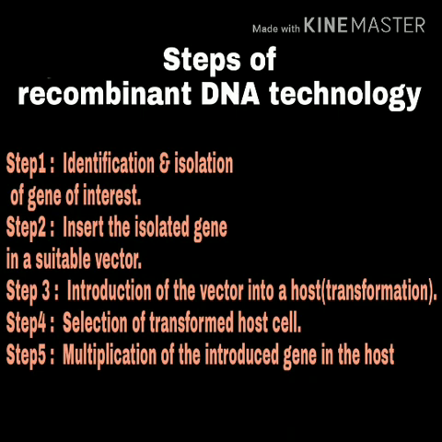There are steps of recombinant DNA technology. Step 1. Identification and isolation of the gene of interest or a DNA fragment. Step 2. Insert the isolated gene into a suitable vector. Step 3. Introduction of the vector into a host. Step 4. Selection of the transformed host cell. And the final step, step 5, is multiplication of the introduced gene in the host.